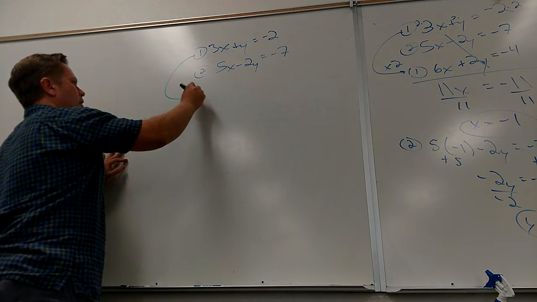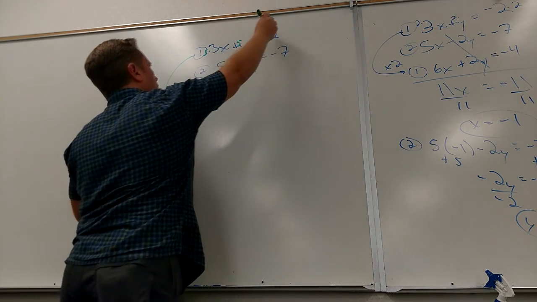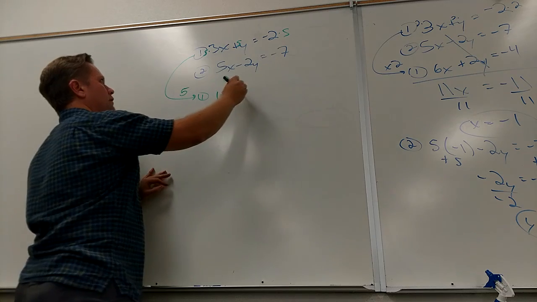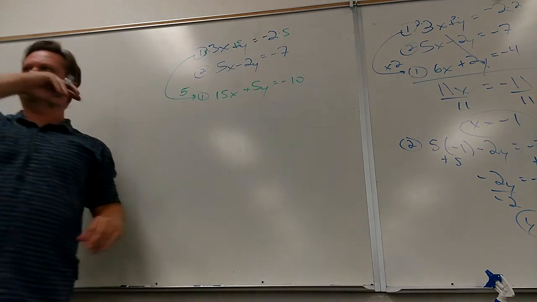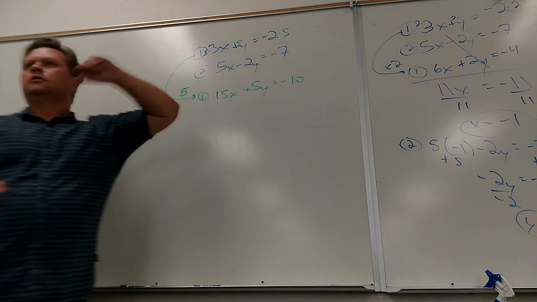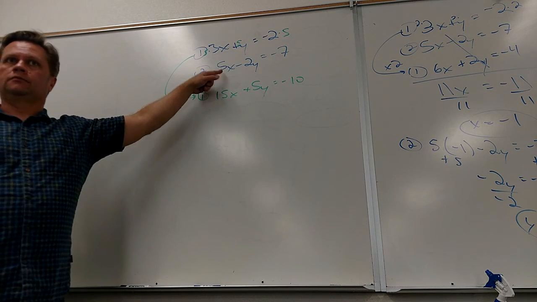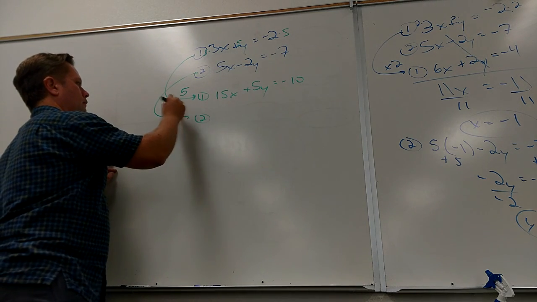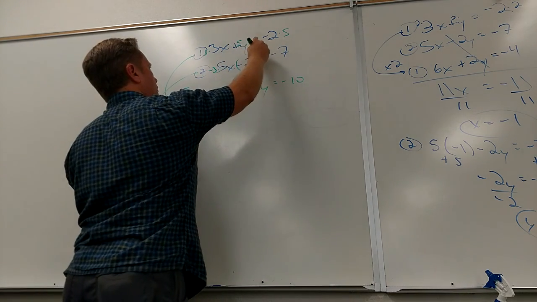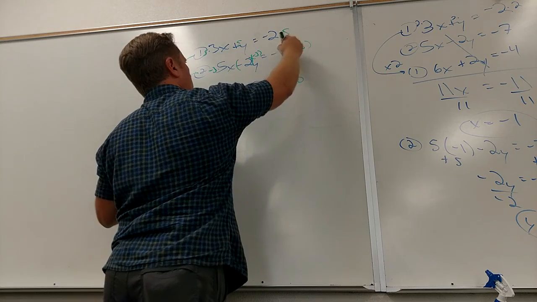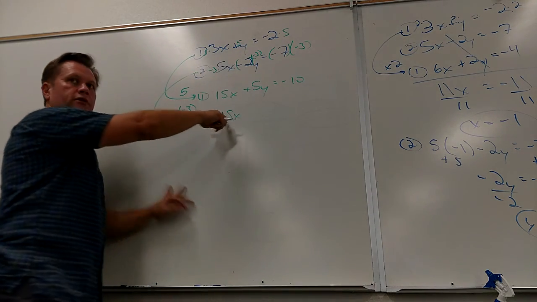Now if I multiply this guy by 5, I get 15x plus 5y equals negative 10. It's not a bad idea to write that everywhere because people forget to multiply this side. What do I have to multiply this guy by? Negative 3. So put in negative 3, negative 3, negative 3. So I get negative 15x. That's why I had to do that. So now these two will kill each other.